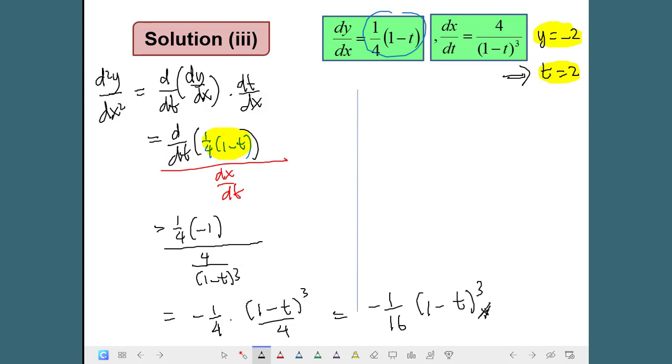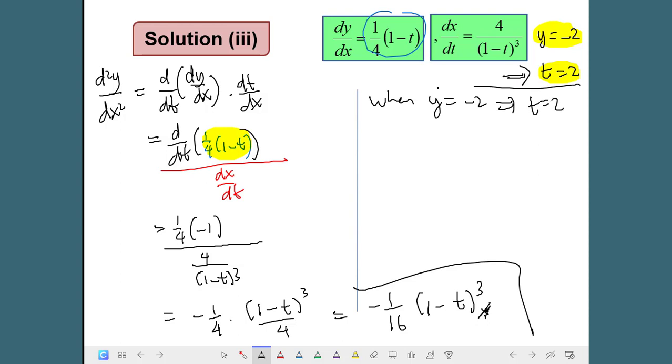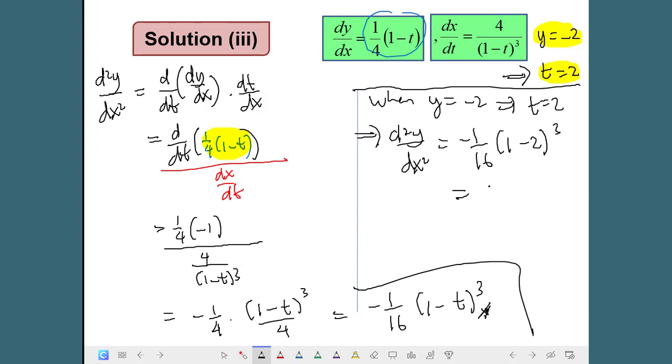Okay, that's still not finished. Because t is equal to 2, you need to substitute. Okay, you need to substitute t is equal to 2. When y is equal to negative 2, t is equal to 2. And that implies that d²y/dx² is equal to negative 1 over 16, (1 minus 2) cubed, (1 minus 2) is negative 1, cubed, negative 1, negative 4. So the answer is 1 over 16. Okay, settle for this example.